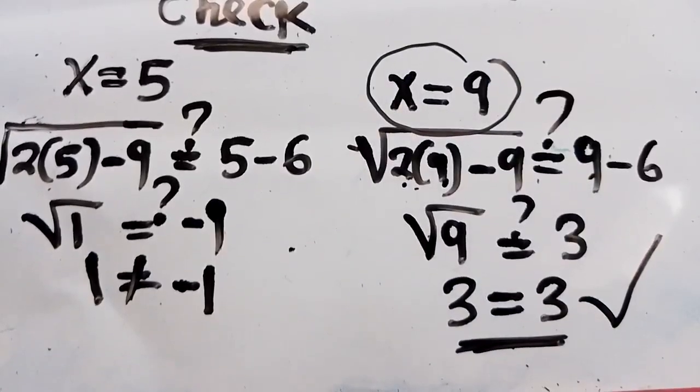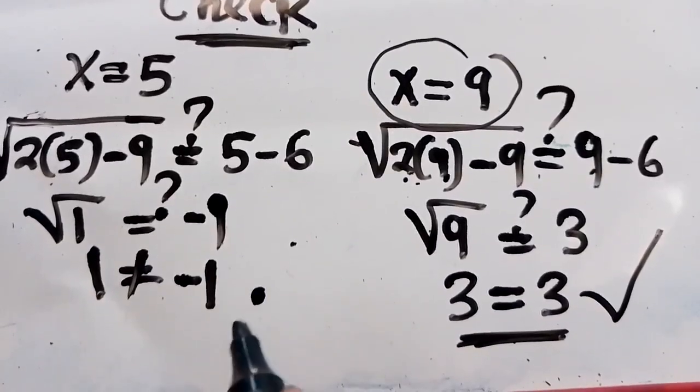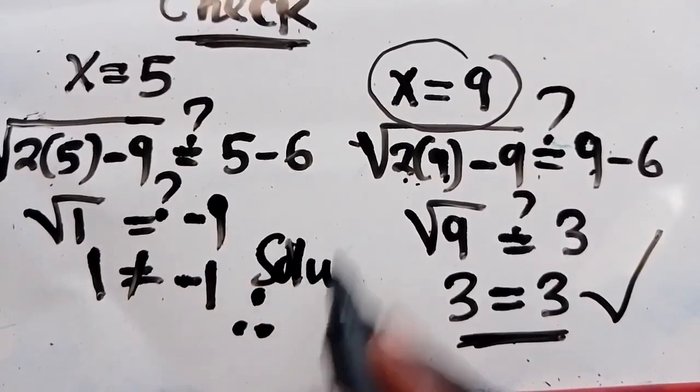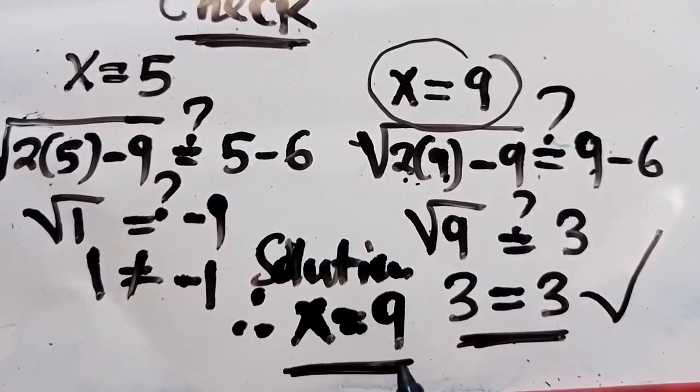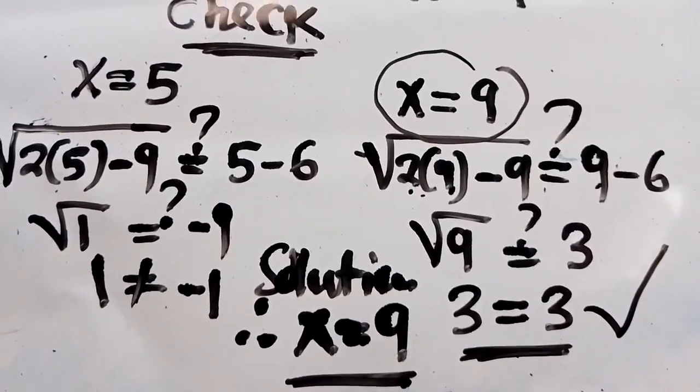After doing this, I now just say, therefore, the solution. What is the solution? X is equal to 9. This is the answer. This is how you need to solve that. So this is how we get to solve those equations. These are procedures that you need to follow. These are some of the things that you need to put into consideration.